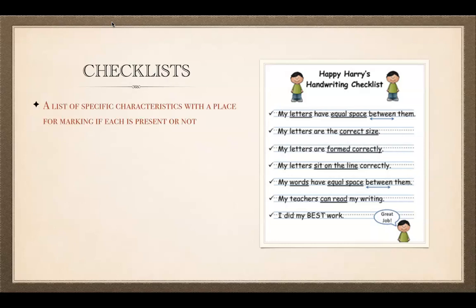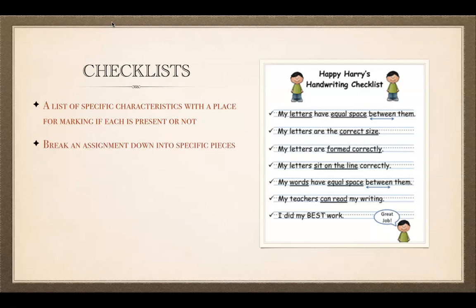here is a list of specific characteristics with a place for each one of those characteristics for marking if it is present or not present in a particular student's submission of an assignment. That's the only purpose of a checklist, is that list whether things are there or not.